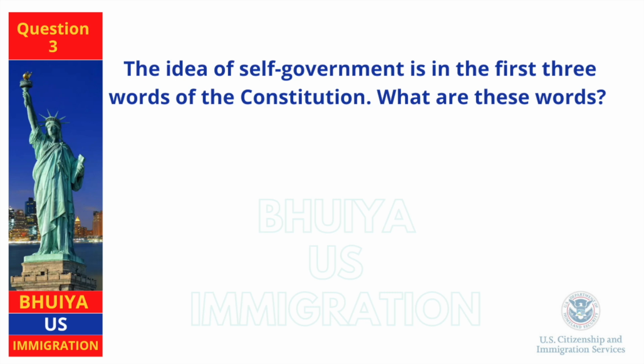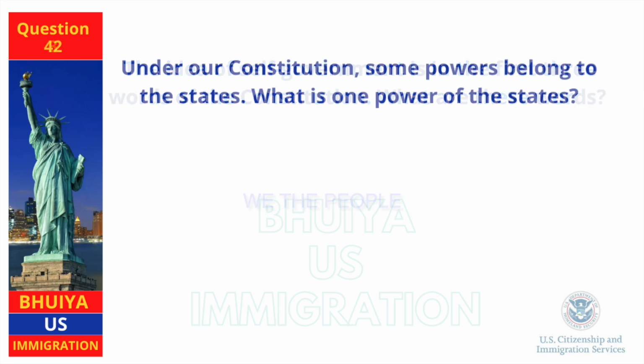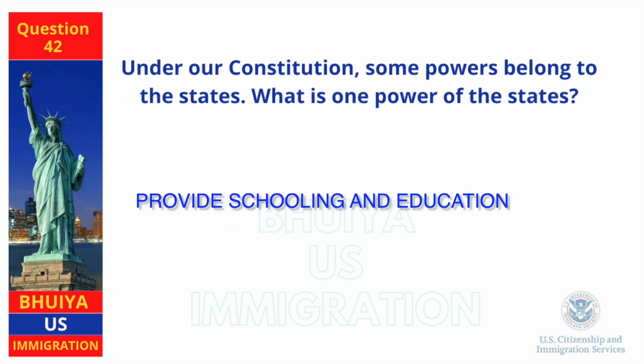The idea of self-government is in the first three words of the Constitution. What are these words? We the people. Under our Constitution, some powers belong to the states. What is one power of the states? Provide schooling and education.